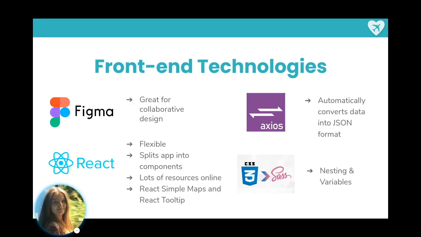So moving on to the front-end technologies we used in our app. And the first one was Figma, and this was great when we were designing our app because we could both work collaboratively on the design together. And there's also an option to inspect on the right-hand side, and you can copy CSS directly from Figma into your code, which made things a lot easier when we were styling our app.